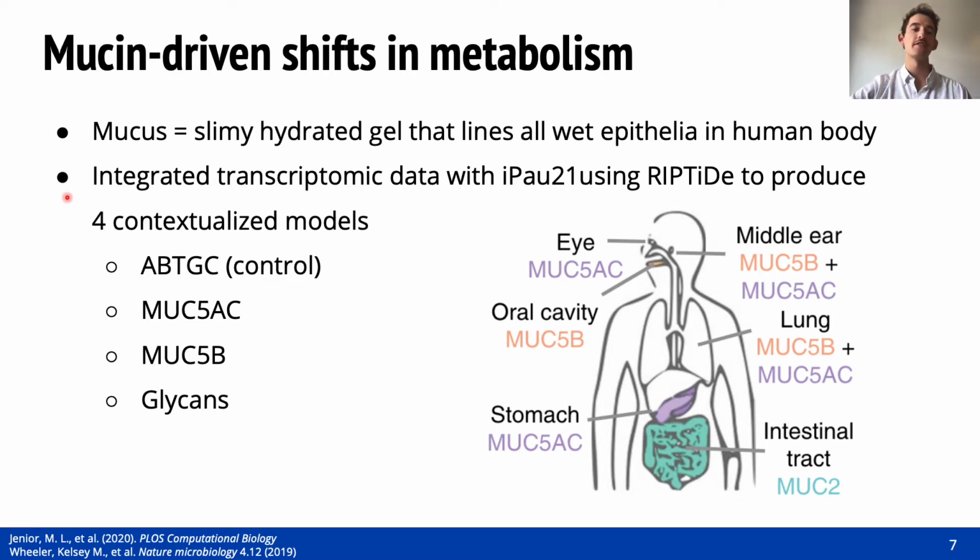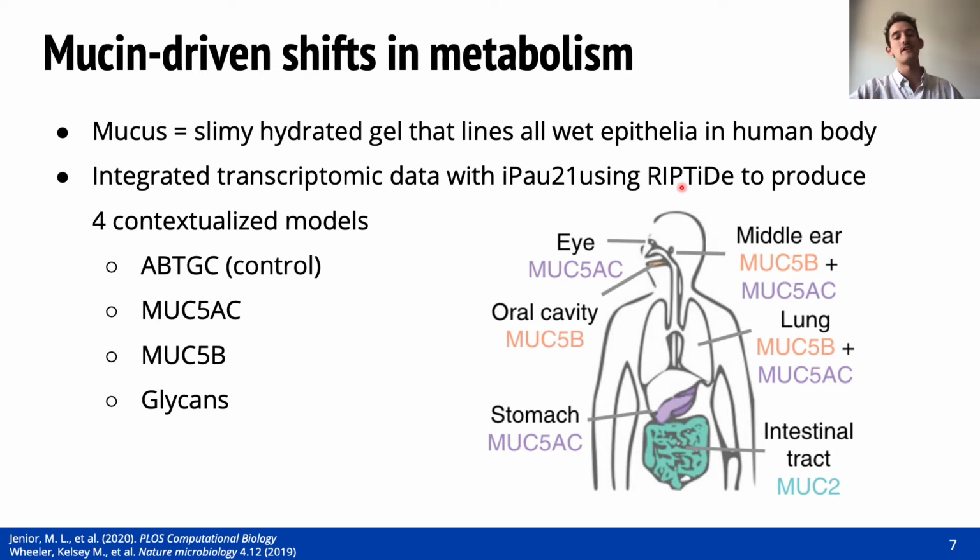So the way we went about this was by integrating transcriptomic data, which was produced by Katerina Rebeck at MIT's lab, with our updated model using this RIPTiDe algorithm, which was produced by Matt Jenior, who was a postdoc in our lab. And the way RIPTiDe works is basically you can take this transcriptomic data and use it as evidence. And then you can combine it with your metabolic reconstruction. And by putting those two together, you're able to get more accurate predictions of what is happening metabolically in the system.